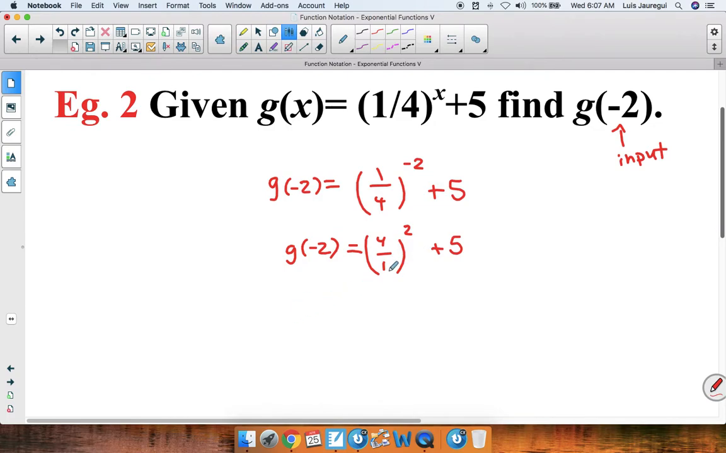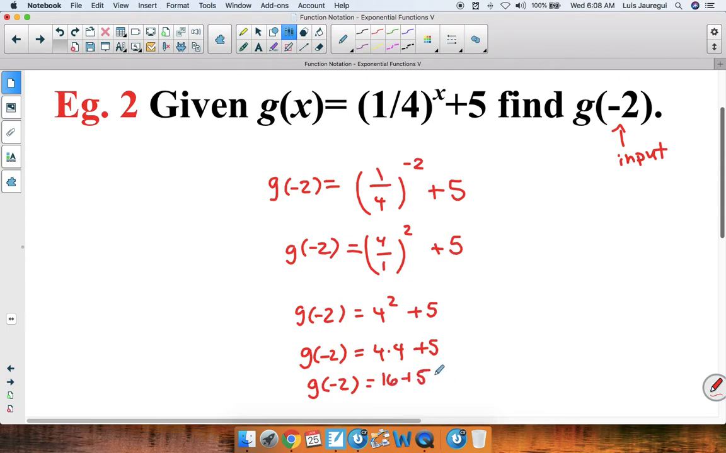Now, recall that 4 divided by 1 is simply 4, so we can say that g of negative 2 is equal to 4 squared plus 5. Now, rewriting this with repeated multiplication, we get that g of negative 2 is equal to 4 times 4 plus 5. Following the order of operations, we get 4 times 4, which is 16, plus 5. Now 16 plus 5 gives you 21. Therefore, g of negative 2 is equal to 21.